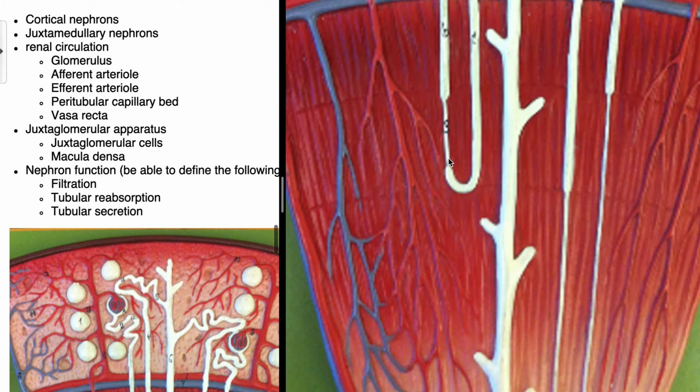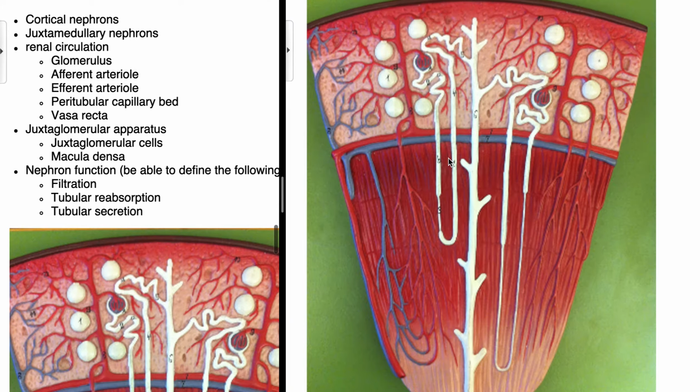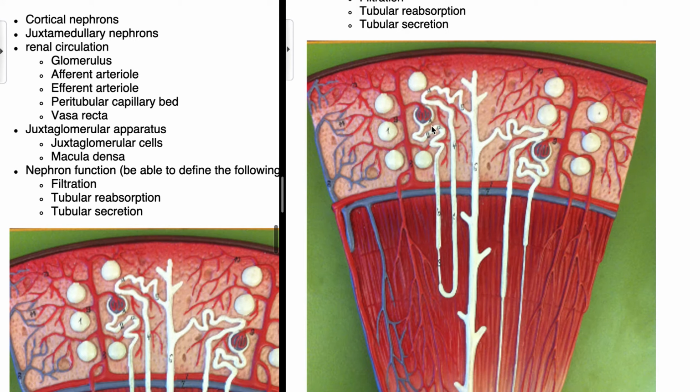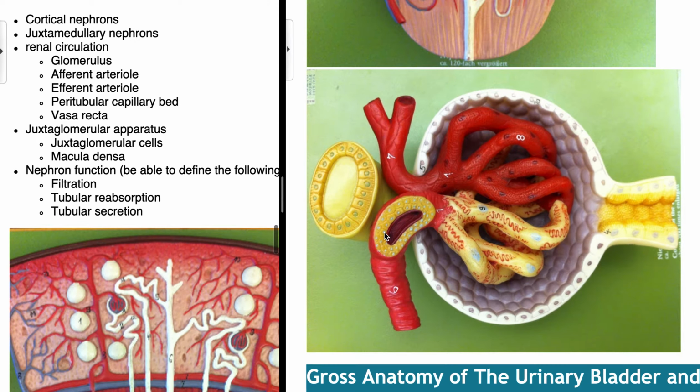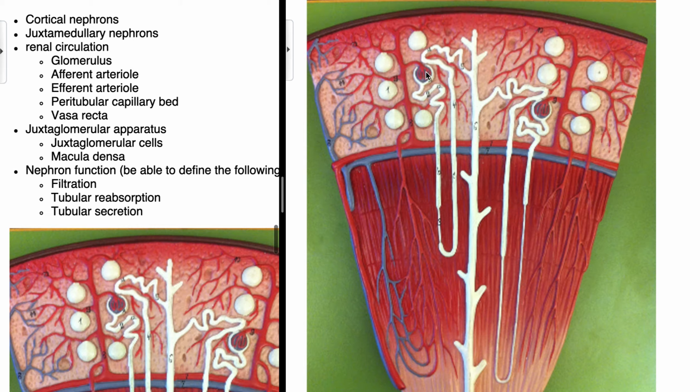Now, if I were to ask you about this on a test, peritubular capillary beds, I would have to ask you on this model, but all those other structures, afferent arteriole, efferent arteriole, glomerulus, I'd ask you here because it's so much easier for you to see. And that is 4 of our blood structures: afferent arteriole, glomerulus, efferent arteriole, the peritubular capillary beds.